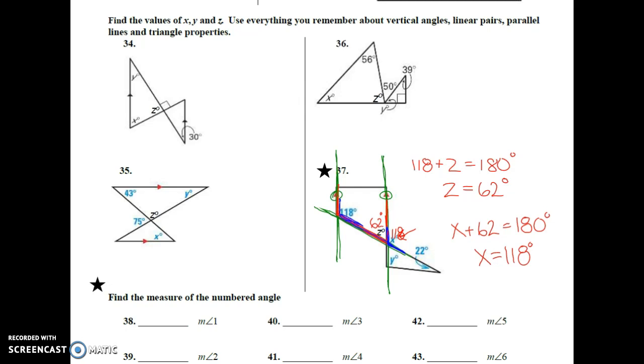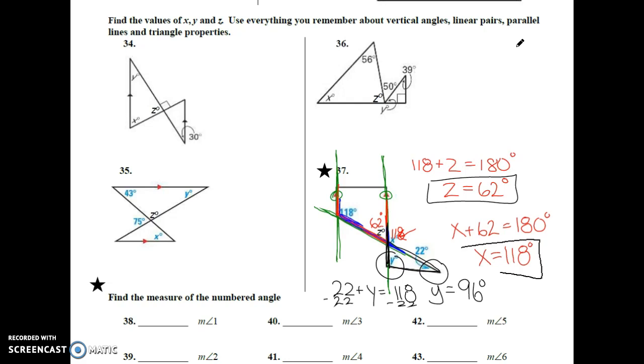And then the last thing that I notice is that the x is an exterior angle. X is an exterior angle to that triangle, so I know that the 22 plus the y have to equal 118 degrees. So if I subtract out my 22, I get the y value to be 96. Three numbers right there.